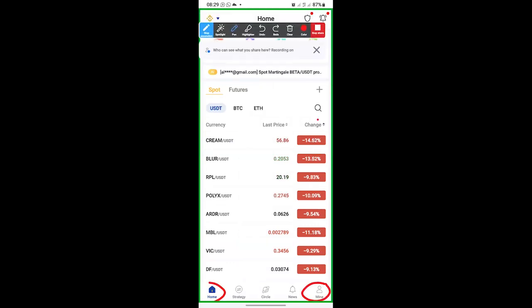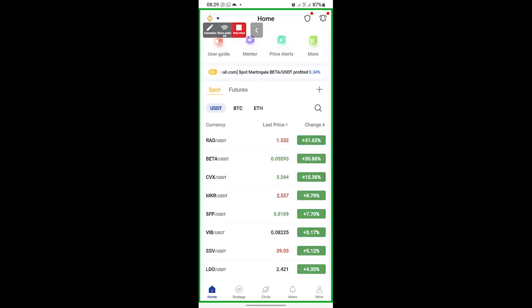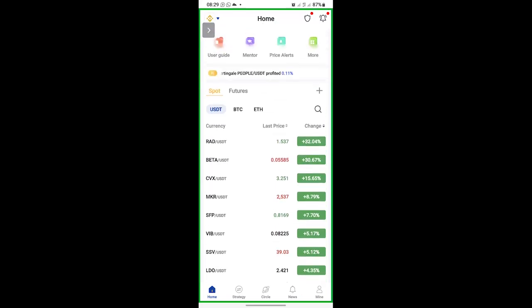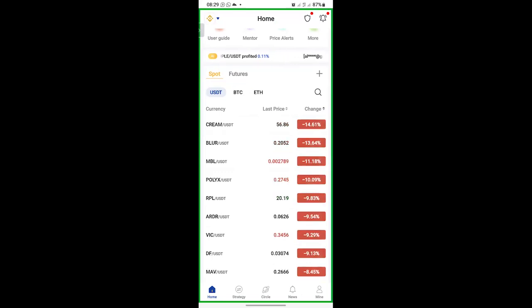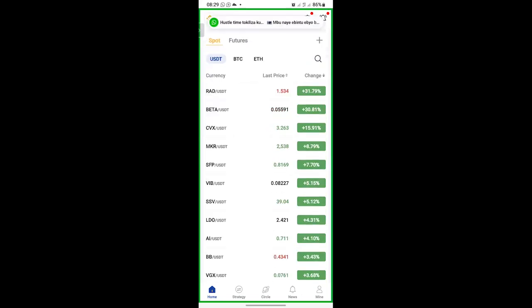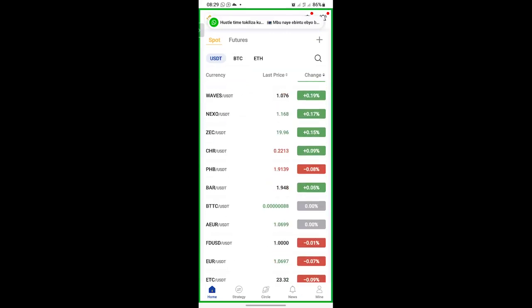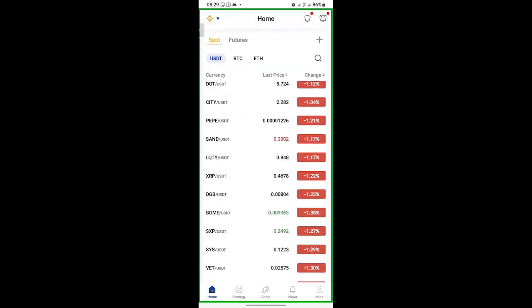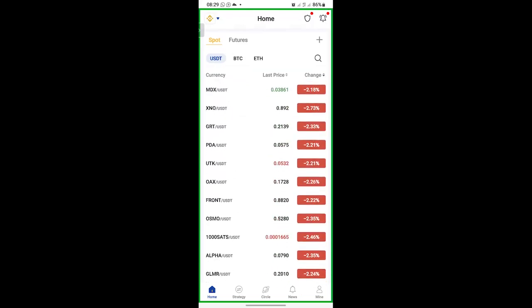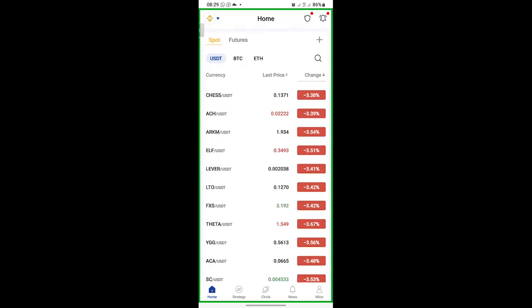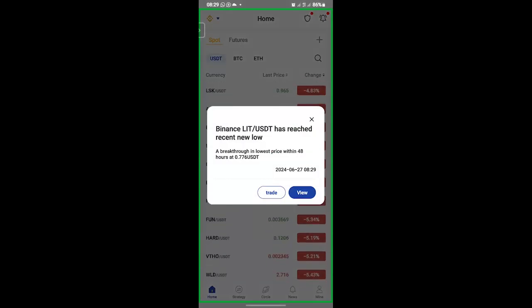So after adding your pairs, you arrange them according to how they are performing by price. Use those small arrows, just like that. So you can arrange them according to how they are performing, from the best to the worst, or from the worst to the best. In most cases, we recommend you trade those coins that are performing poorly, because they've lost value.